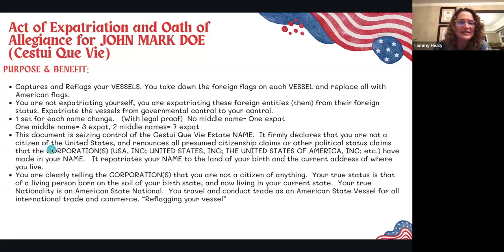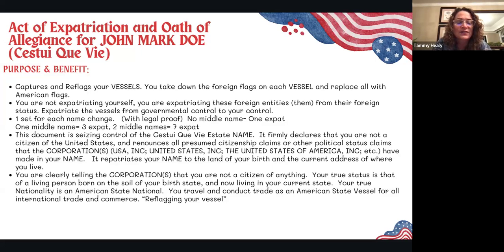Anyway, this document is seizing control of the Sustakee estate name. It firmly declares that you are not a citizen of the United States and renounces all presumed citizenship claims or other political status claims that the corporations, USA Inc., United States Inc., the United States of America Inc., et cetera, and now the corporation that Trump is operating under, the United States of America LLC, have made in your name. It repatriates your name to the land of your birth and the current address of where you live. You are clearly telling the corporations that you are not a citizen of anything.